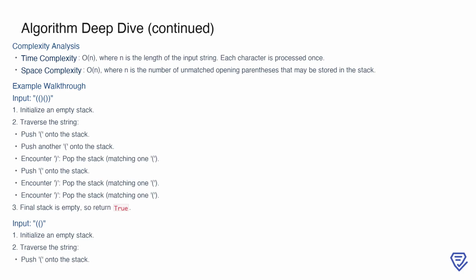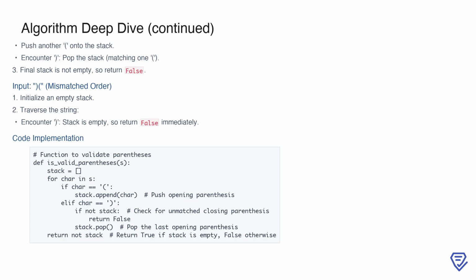Now, for the next input, we push 2 onto the stack and pop 1 when we encounter a closing parenthesis, but the stack is not empty at the end, so we return false. In the case of the following input, after pushing 2 onto the stack and popping 1 for the single closing parenthesis, we find that the stack still contains 1 unmatched when we finish processing the string. This means the string is invalid, so we return false.